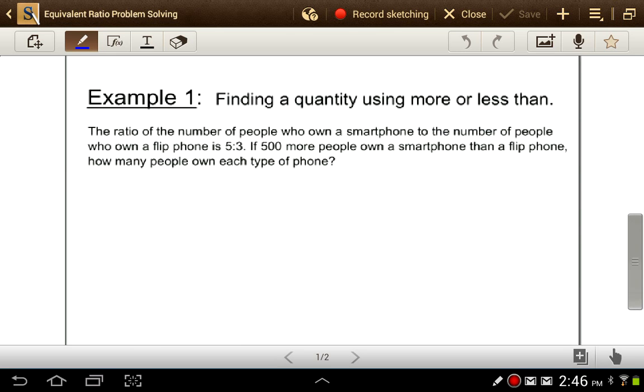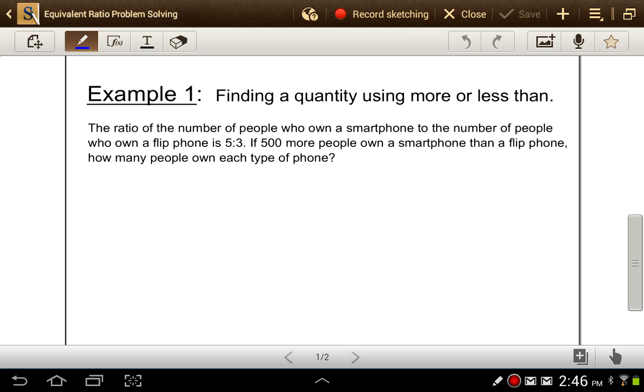In example 1, we're going to be finding a quantity using more or less than. So here's our problem. Make sure you write this problem down. I know it's long, but make sure you write it down. The ratio of the number of people who own a smartphone to the number of people who own a flip phone is 5 to 3. If 500 more people own a smartphone than a flip phone, how many people own each type of phone?